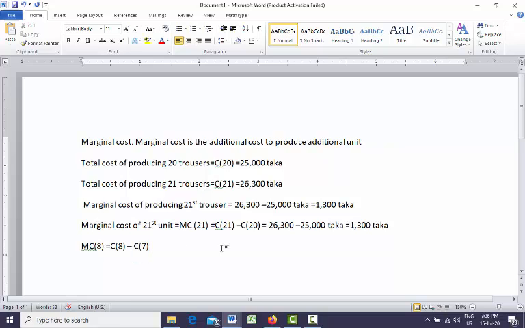Similarly, if you want to find the marginal cost of producing, for example, the 45th unit, you need to find the total cost of producing 45 units, and then deduct the total cost of producing 44 units. So this is the formula to calculate marginal cost, right?